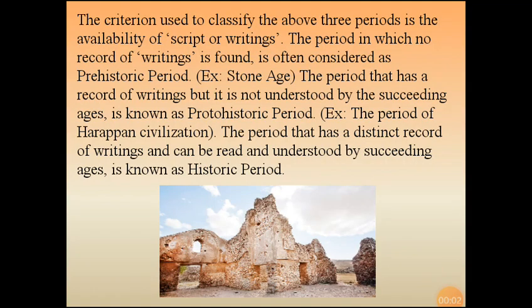The criterion used to classify the above three periods is availability of script or writings. The period in which no record of writing is found is often considered as prehistoric period. Example, Stone Age. The period that has a record of writing but it is not understood by the succeeding ages is known as Protohistoric period. Example, the period of Harappan civilization. The period that has a distinct record of writings and can be read and understood by succeeding ages is known as historic period.